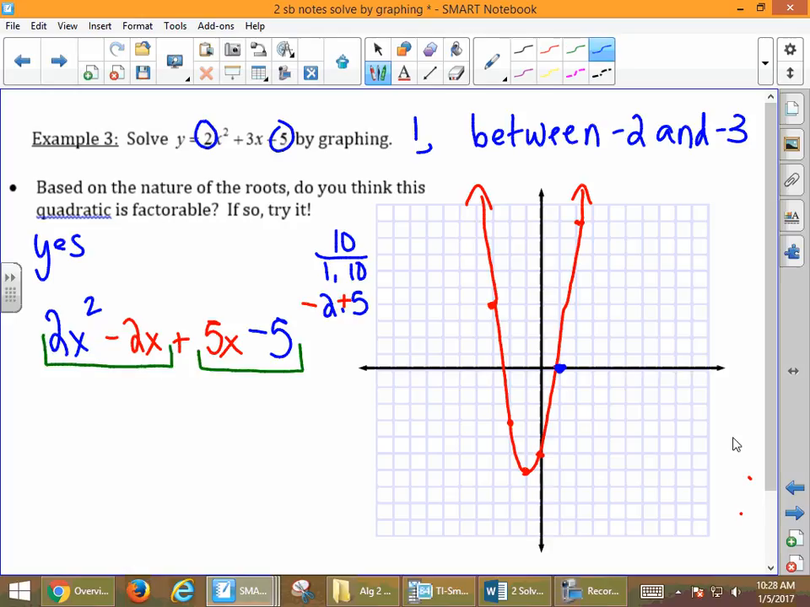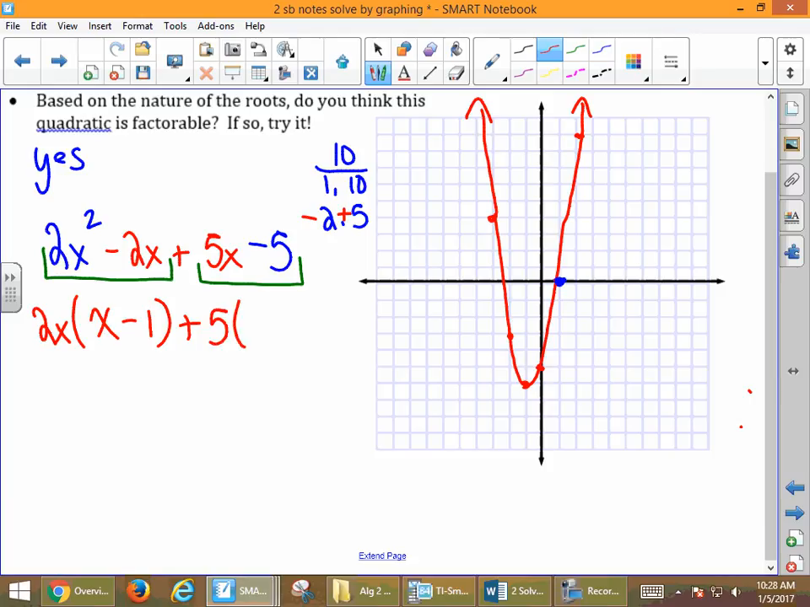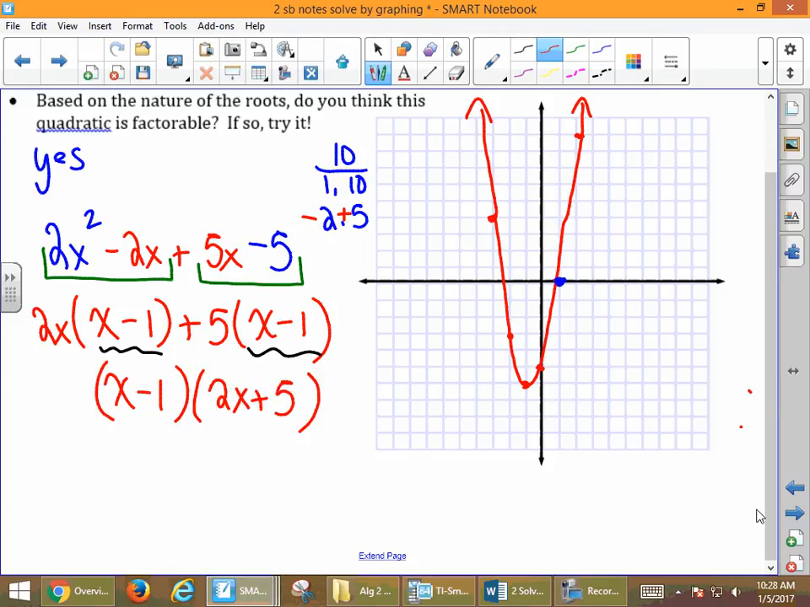And in our grouping here, what we see is that the GCF of the first group is 2x. When we factor that out, we're going to be left with x minus 1. When we look at our second group, the GCF is going to be 5. And we're left with x minus 1. Which therefore means that we've got x minus 1 and then we have 2x plus 5. Singles.